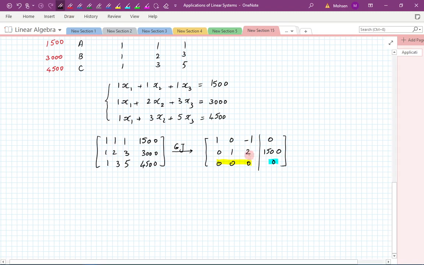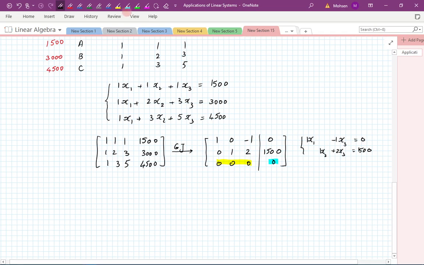Okay, and then what? Let's rewrite this in a conventional way. So 1x1 minus 1x3 is equal to 0, and 1x2 plus 2x3 is equal to 1500. The last equation just falls out. There's nothing there to write other than 0 is equal to 0.